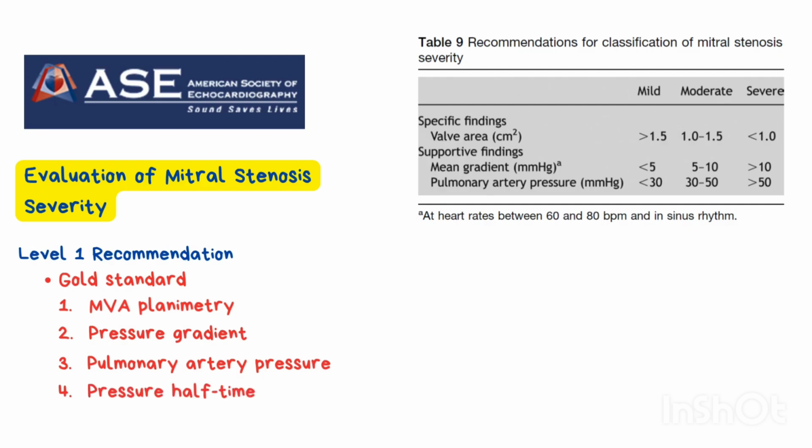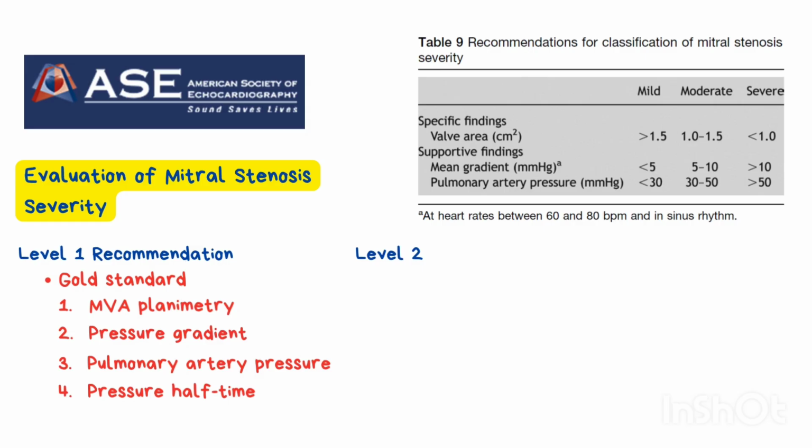These tools not only confirm the diagnosis, but help classify the stenosis as mild, moderate, or severe. For example, a mitral valve area greater than 1.5 square centimeters is usually mild. Around 1 to 1.5 is moderate, and less than 1 is considered severe.